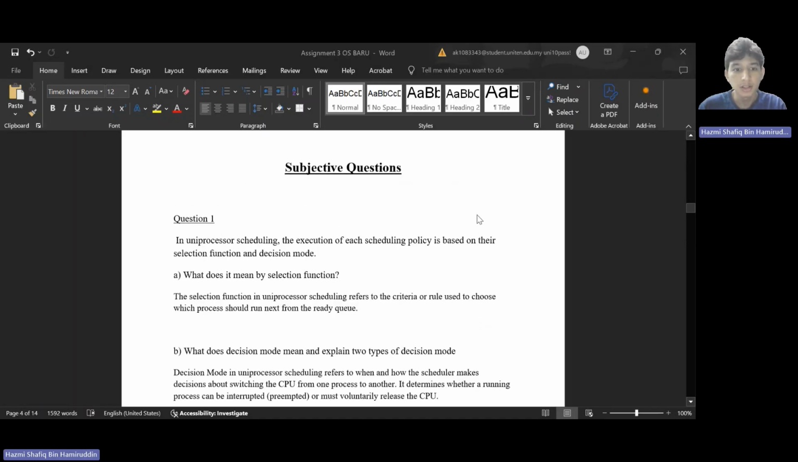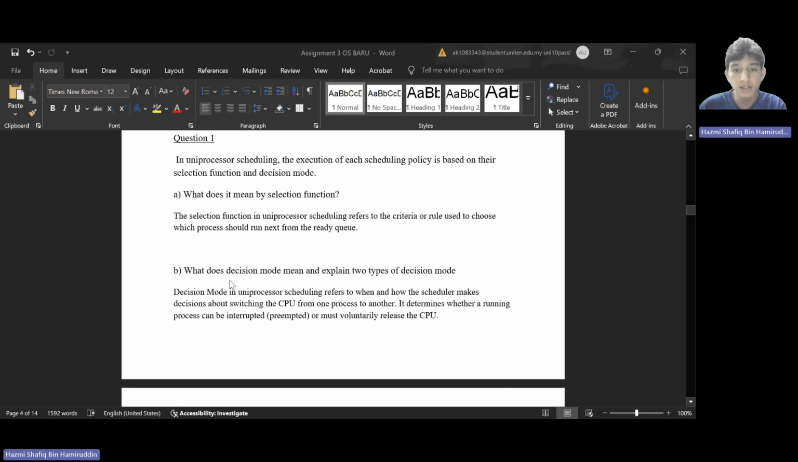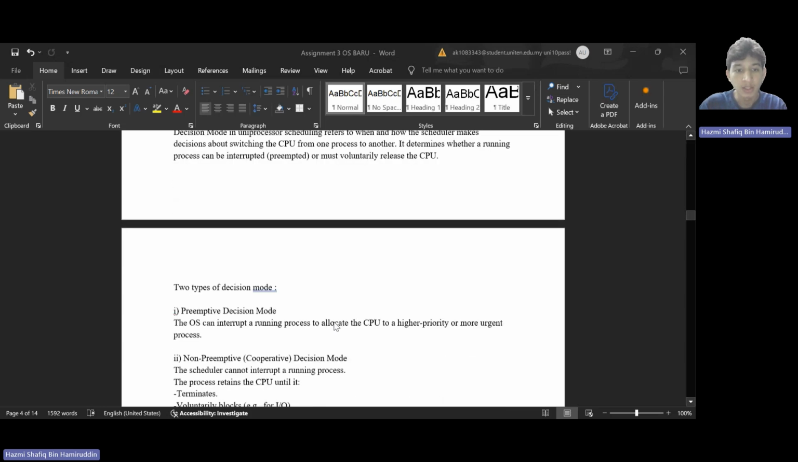Subjective question 1B, what does decision mode mean, and explain two types of decision mode. Decision mode in uniprocessor scheduling refers to when and how the scheduler makes decisions about switching the CPU from one process to another. It determines whether a running process can be interrupted, preempted, or must voluntarily release the CPU.